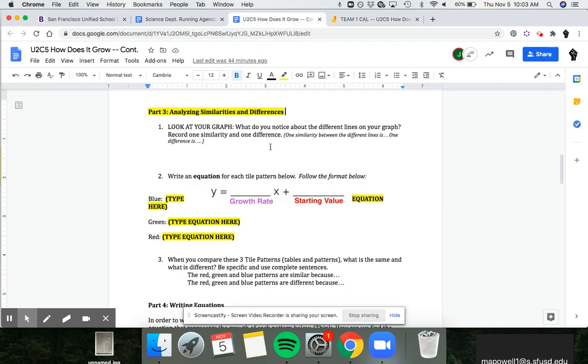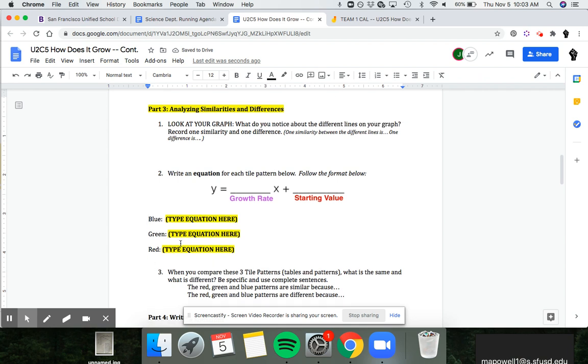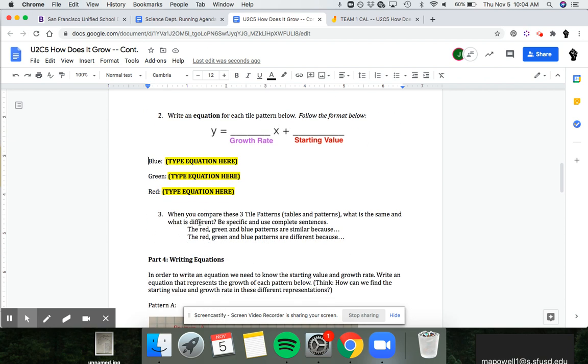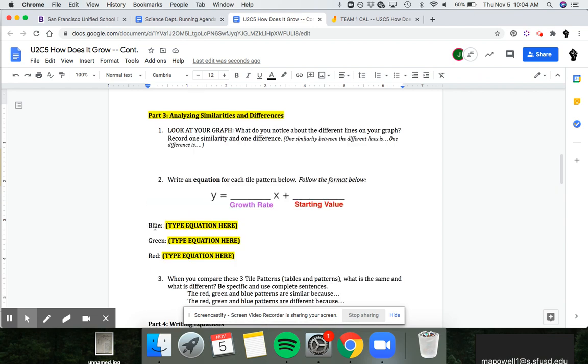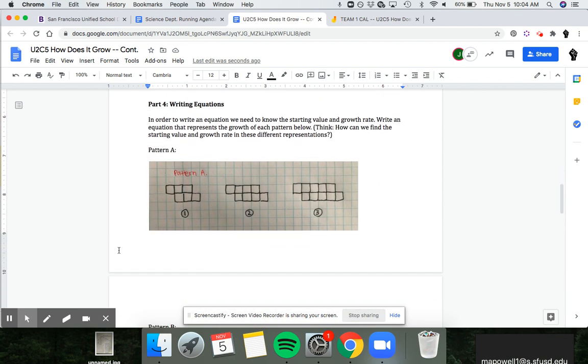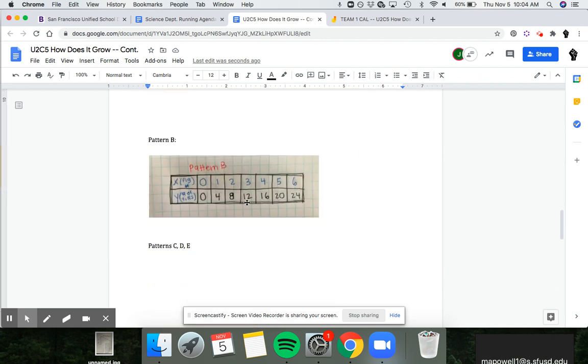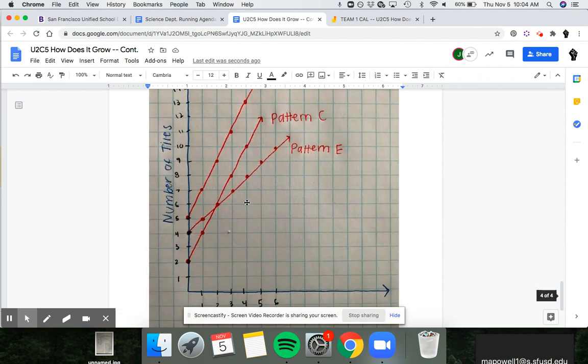So first, you're going to look at the graph. Then you're going to go ahead and write an equation in for each of the patterns. You're going to compare them, and then that is part 3. Part 4, if you have time today, is practicing writing equations based off of patterns, tables, and graphs.